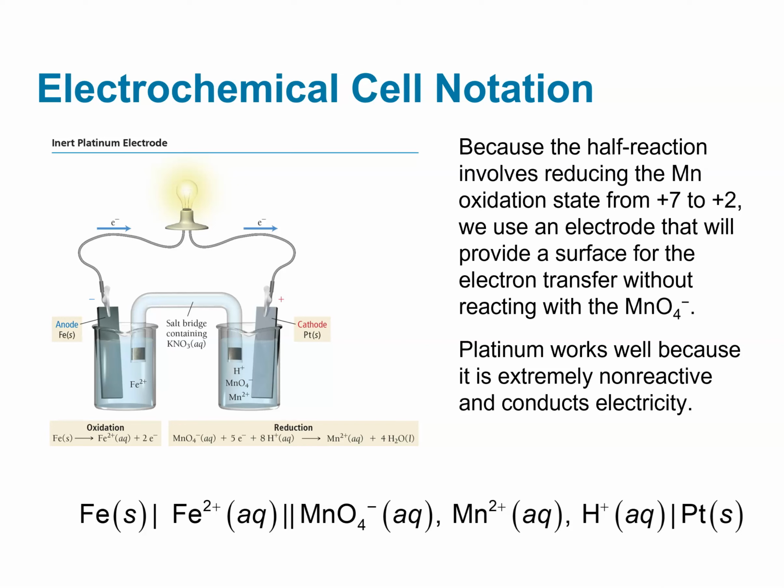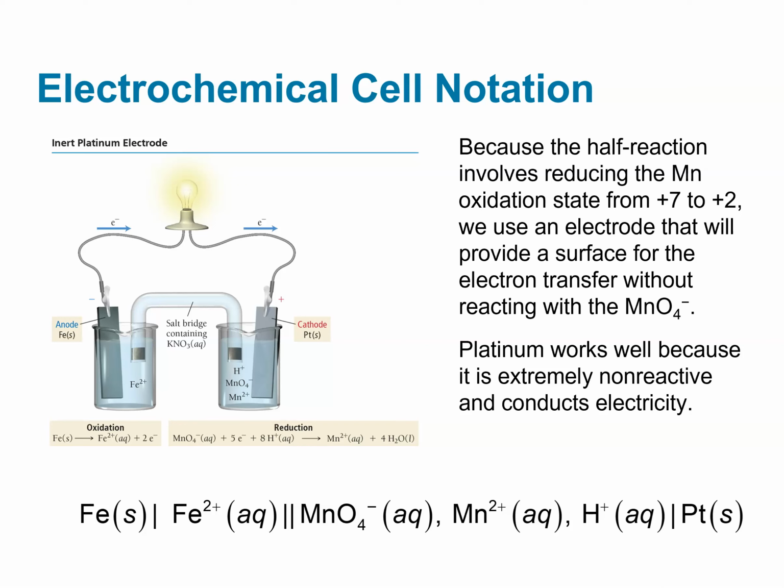And this is an example of this type of reaction being denoted in shorthand. On the oxidation side, we have aqueous iron as an electrolyte and an iron anode. And then on the reduction side, we have our free protons because it's acidic. We have manganese 2 and permanganate. And then our cathode is going to be platinum. And this would be an example of an inert electrode.